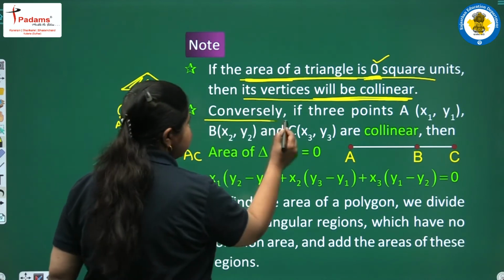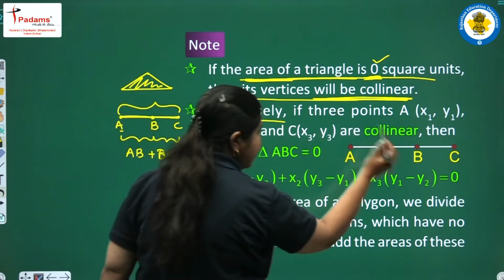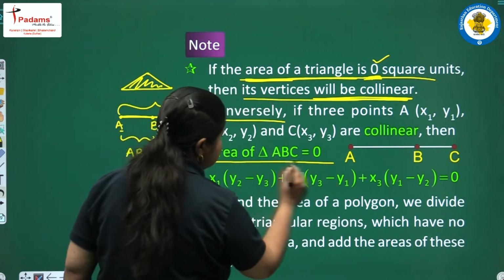कन्वर्सली इसका रिवर्स क्या कह रहा है? If 3 points A, B and C are collinear, then the area of triangle will be 0.